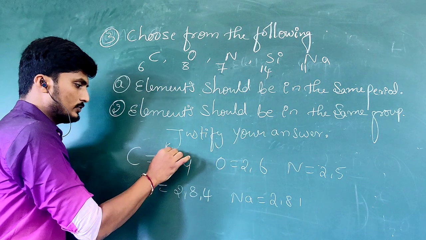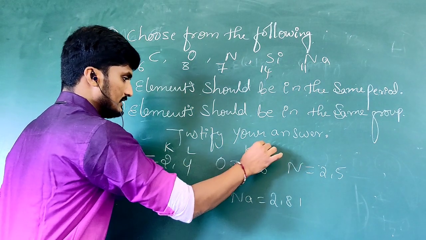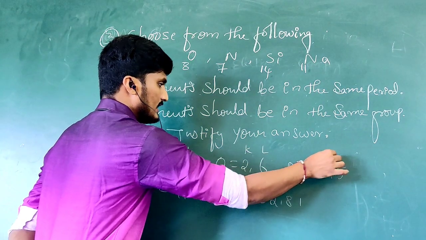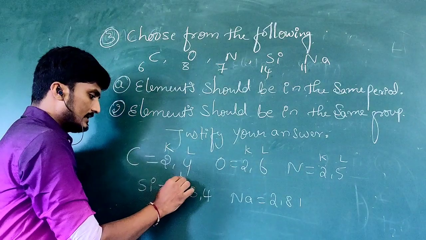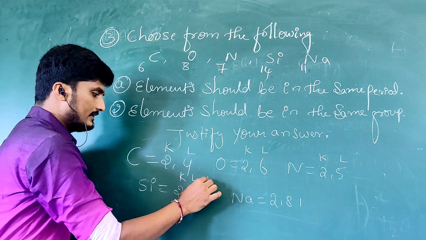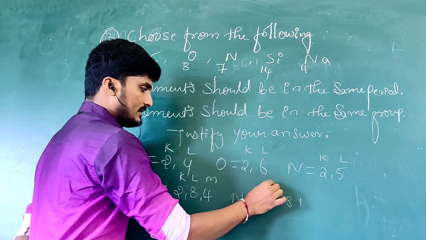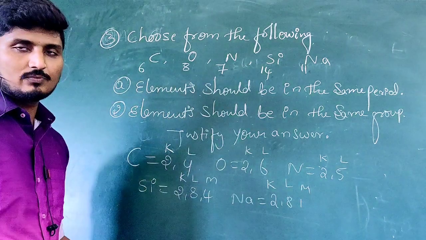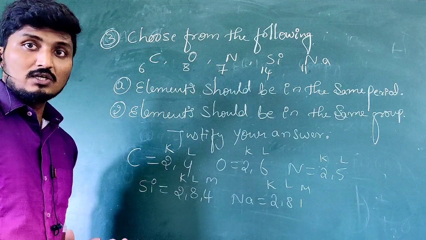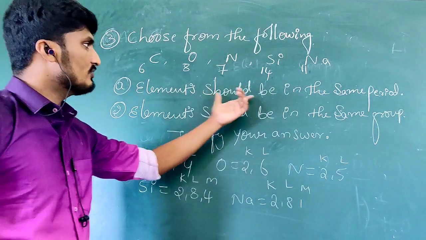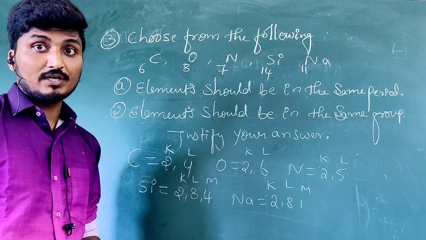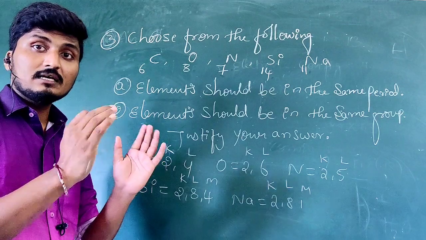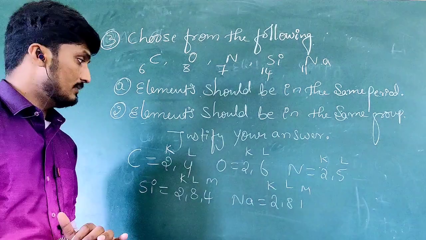So K2L4, K2L6, K2L5. So here K2L8, M4, K2L8, M1. Like this you have distributed the given elements. So now what I said, in order to find out the elements which are present in the same period, it should be that the same number of shells will be there.